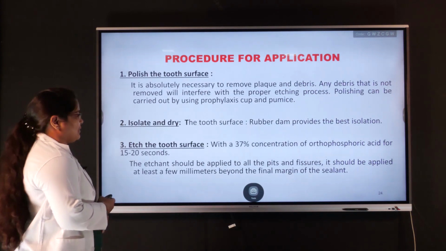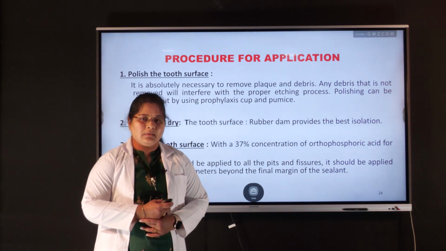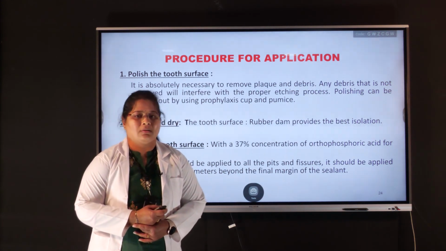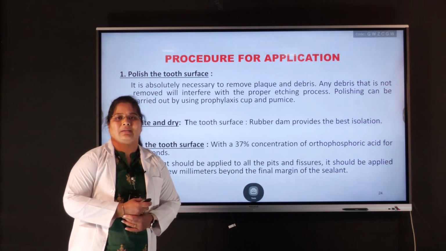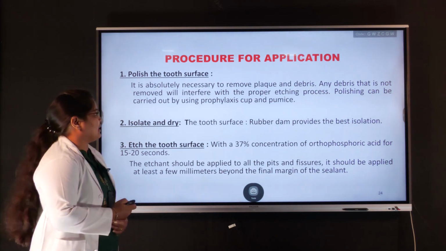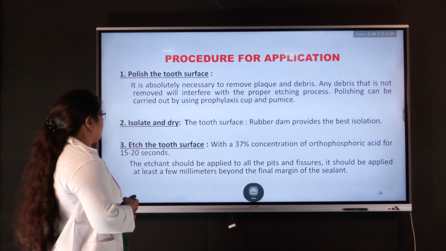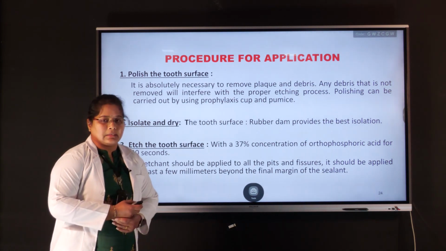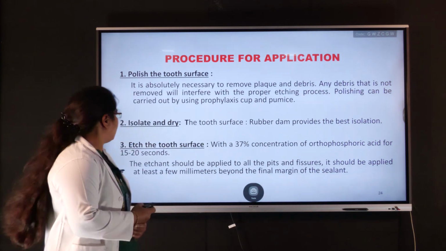In the procedure, first step is polishing and cleaning of the teeth. Cleaning is important because debris and calculus which is present on the tooth surface might interfere with the etching process. After cleaning, polishing is done with the fumes. Isolation of the teeth and drying of the teeth. After cleaning, dry the tooth and isolate with the rubber dam.